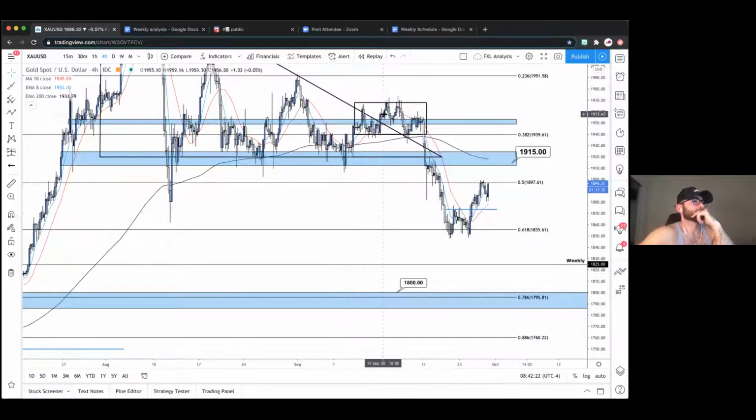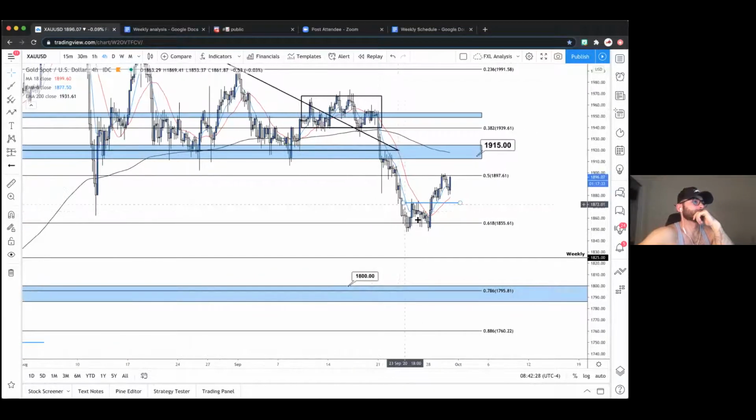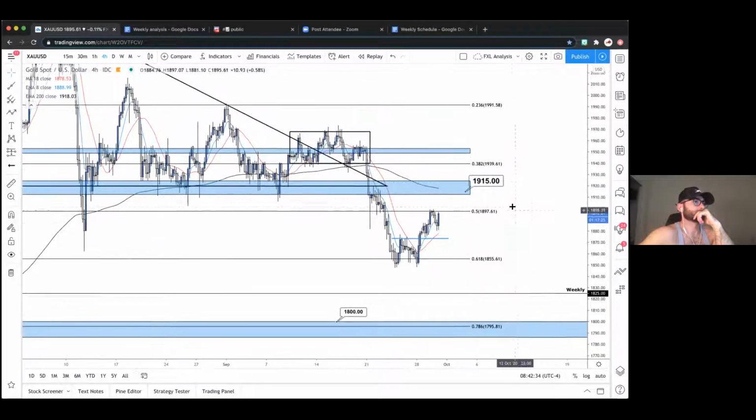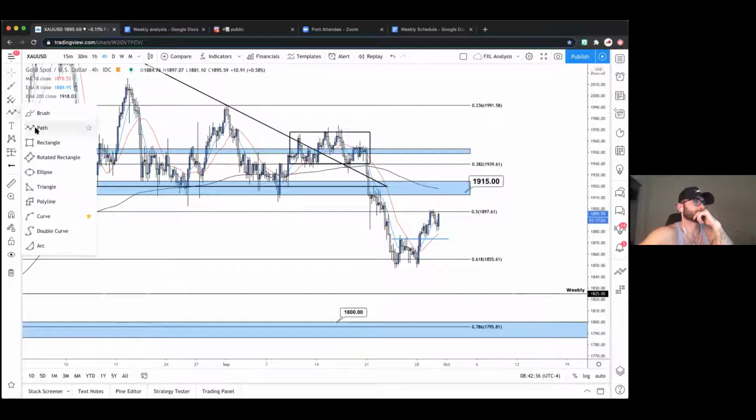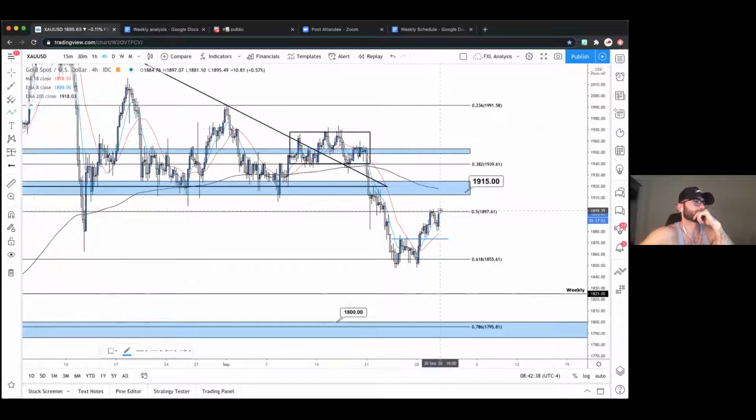Broke through 1915, which was major support. It actually shot down to the 61.8, formed a double bottom, and found support at that level. Broke this prior lower high, gave us some lower time frame higher lows, and now is surging higher. So honestly, this thing's coming up to 1915. It's happening. Whether it reverses from this zone or it breaks through, we don't know yet.